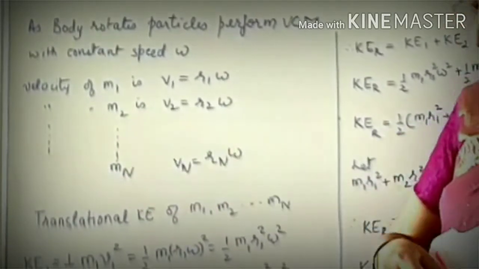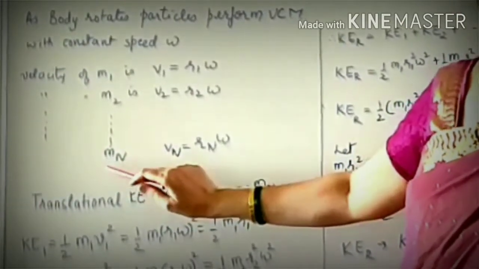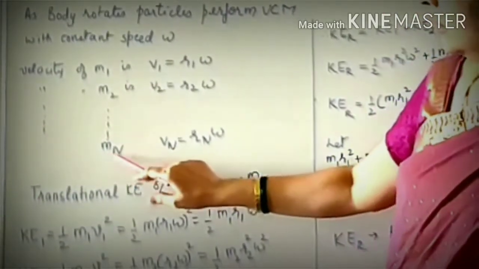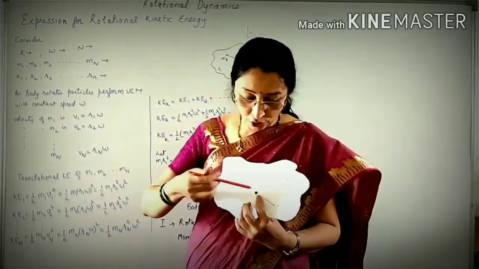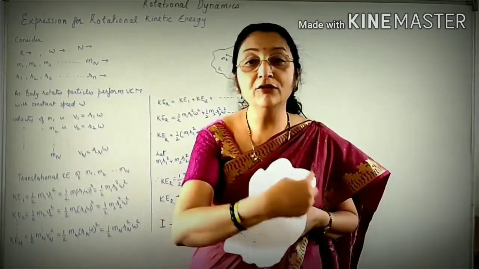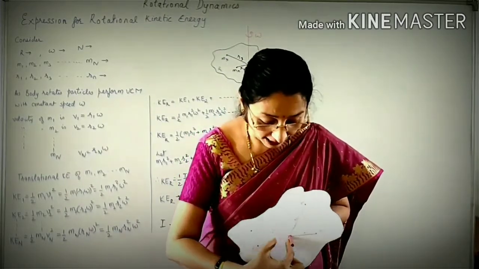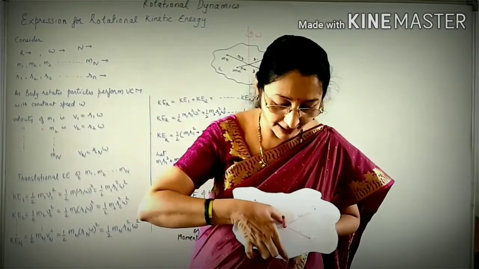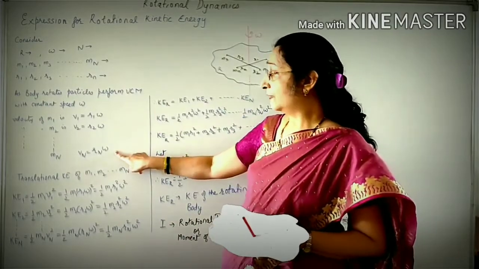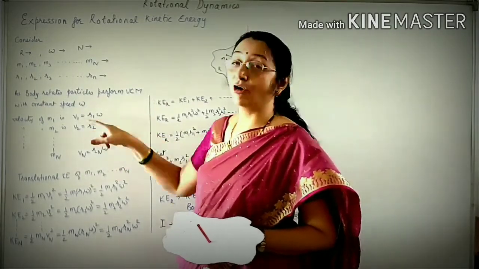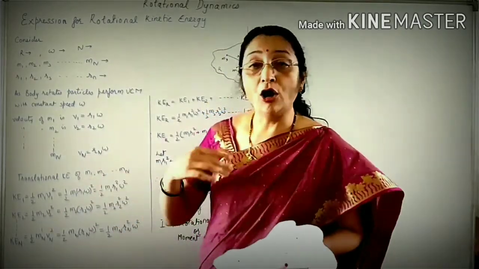So we are considering all the particles, up to the nth particle, the last particle. The velocity of the particle mn is vn is equal to rn into omega. So all these particles are moving with different velocities because they are at different distances from the axis of rotation. Some particles are very near, some particles are far. Hence their velocities v1, v2, v3 up to vn are all different.